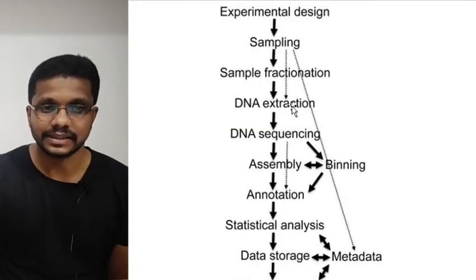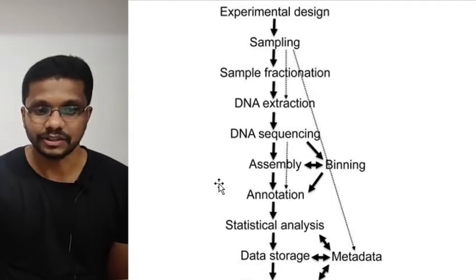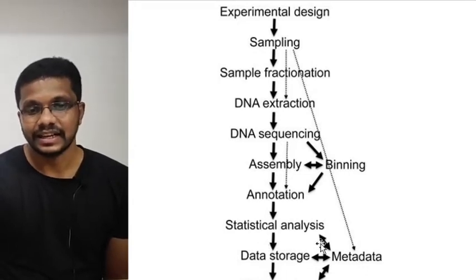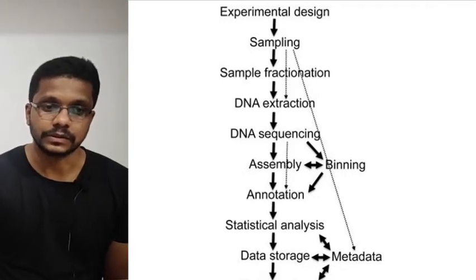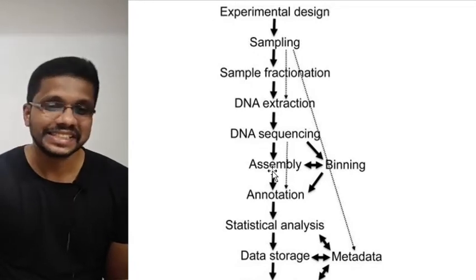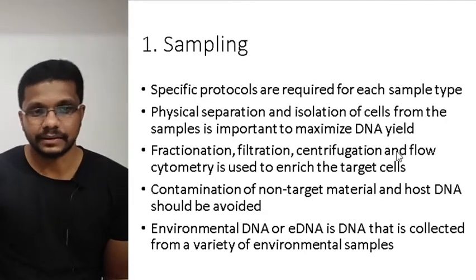Before that, here is a schematic representation of how this whole thing can work. And here you can see after the statistical analysis, this data is stored and shared, and we are forming a meta database. Okay, so that was not in our steps. And here before sampling we have an experimental design which is also important. So the major steps: first one is sampling.